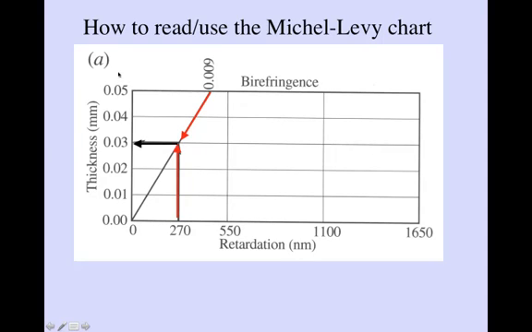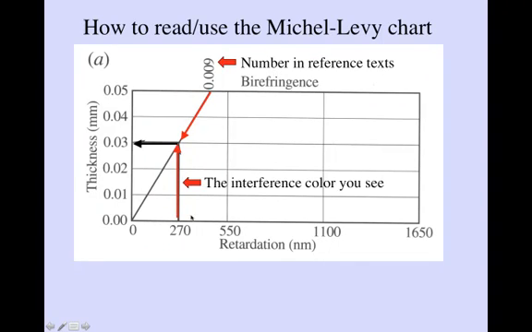So that's what this is simplifying for you. You have a value of birefringence on the top axis. You follow the radial lines down to the correct thickness, which is always 30 microns, or in this case it's listed in millimeters, so 0.03 millimeters, and that corresponds to a color. So this is the number that you see in reference text. This is the interference color that you see that corresponds to the retardation, and you will always aim for a thin section thickness of 30 microns.